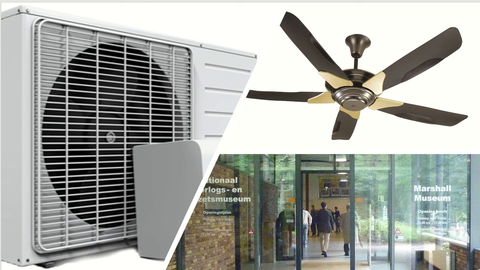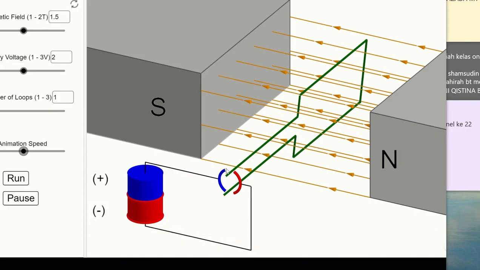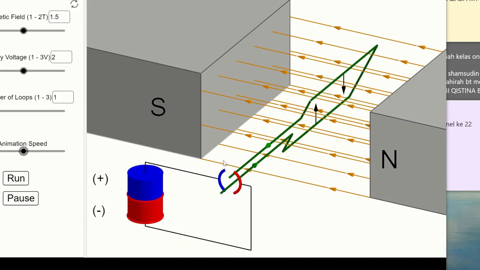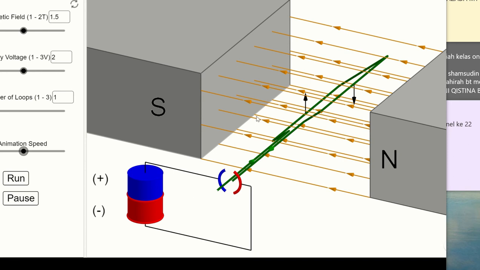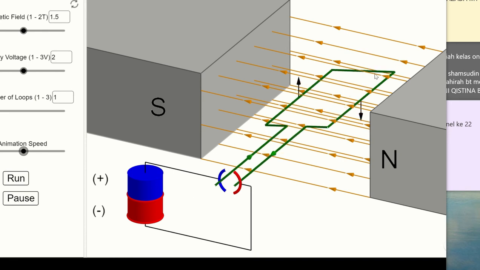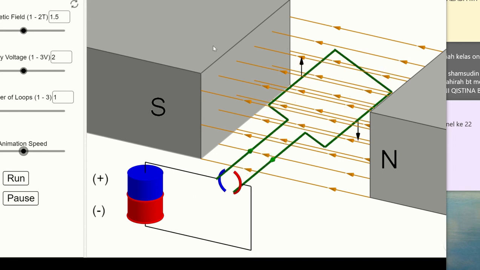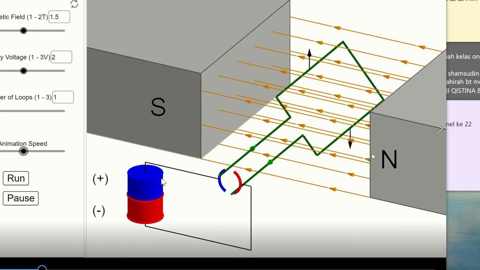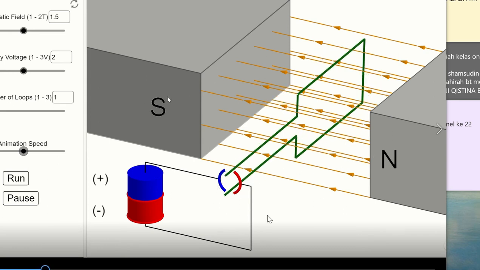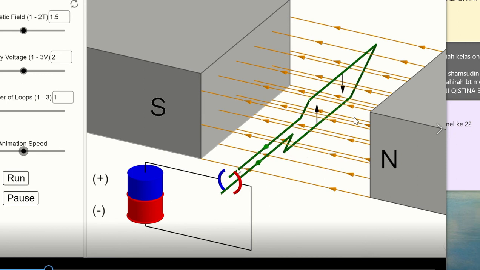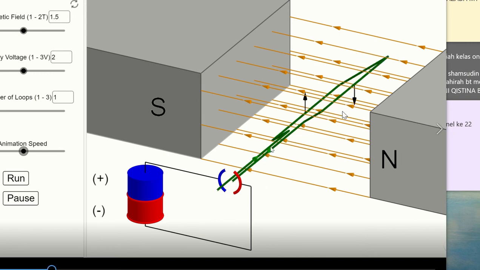An electric motor works because a force can be exerted on a wire in a magnetic field when a current passes through the wire. This is known as the motor effect. So when current passes through the wire, force is exerted. This is known as the motor effect.